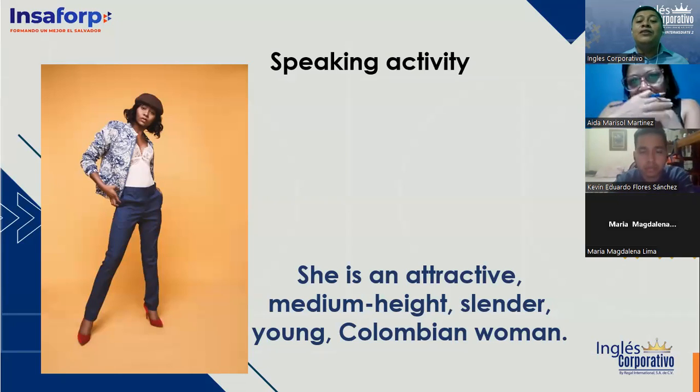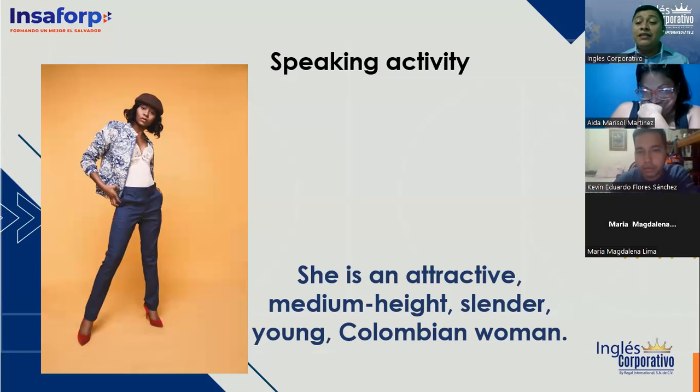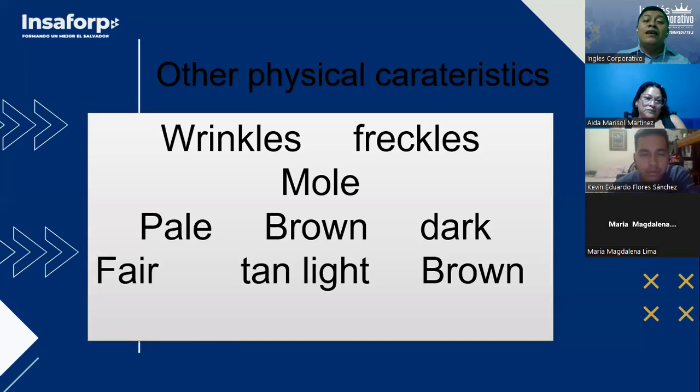Look at this other example. She is an attractive, medium height, slender, young, Colombian woman. Okay, look at the order of the adjectives. What is slender? Slender is esbelto. That is the meaning. Colombian woman. So, following the right order of adjectives.